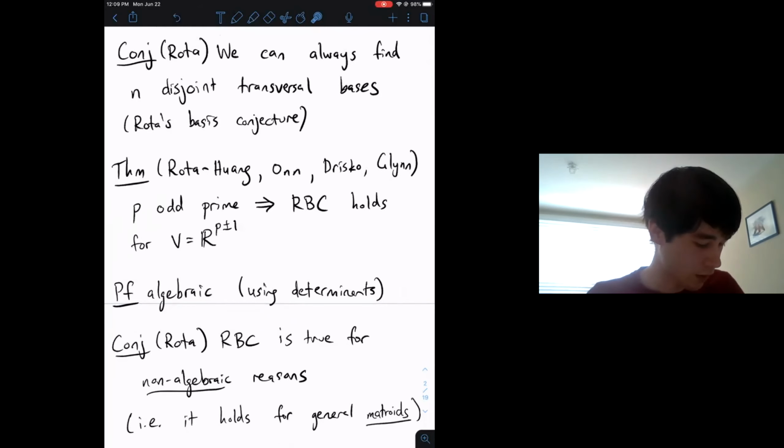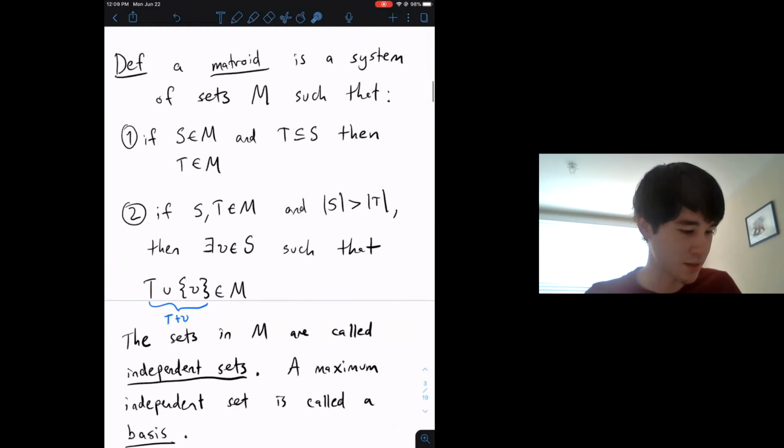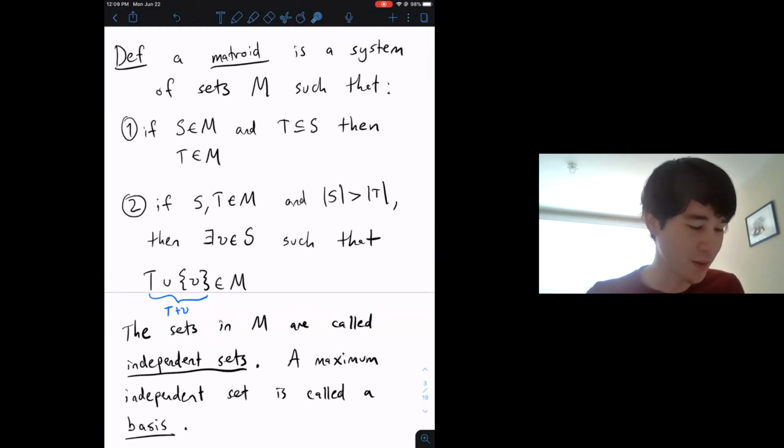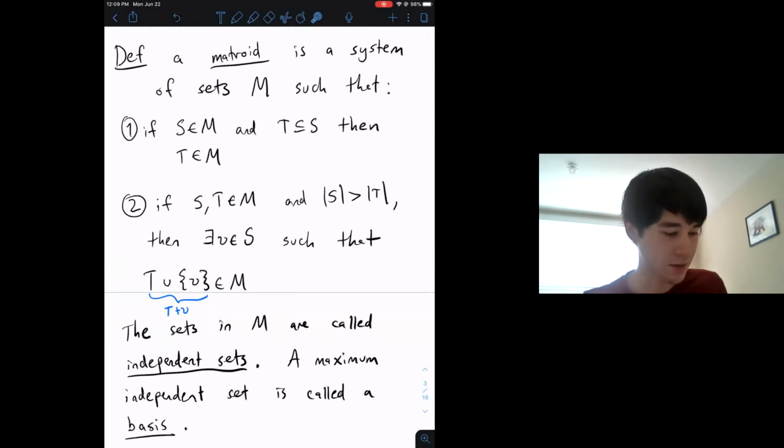Okay, so now I have a definition of what a matroid is, which perhaps is unnecessary in a matroid seminar, but in case there are people who are not matroid people here, this is what a matroid is. This is one of multiple equivalent definitions. A matroid is a system of sets, that is to say a set of sets, M, such that two combinatorial properties hold. The first is that it's closed under subsets. So if a set S is in my matroid and T is a subset of S, then T is also in my matroid.